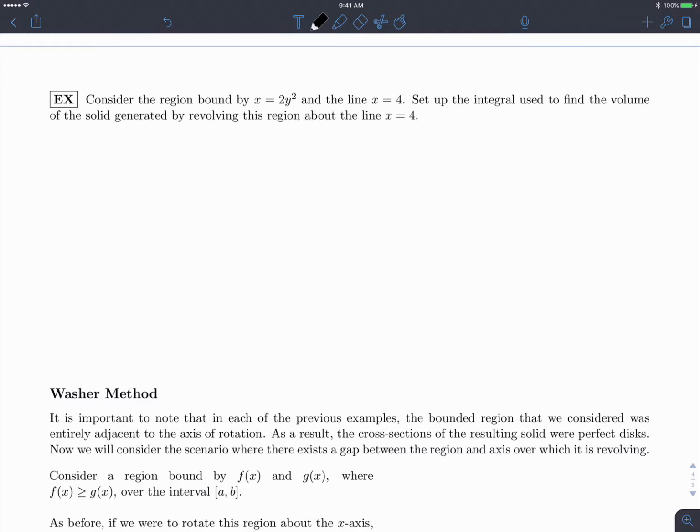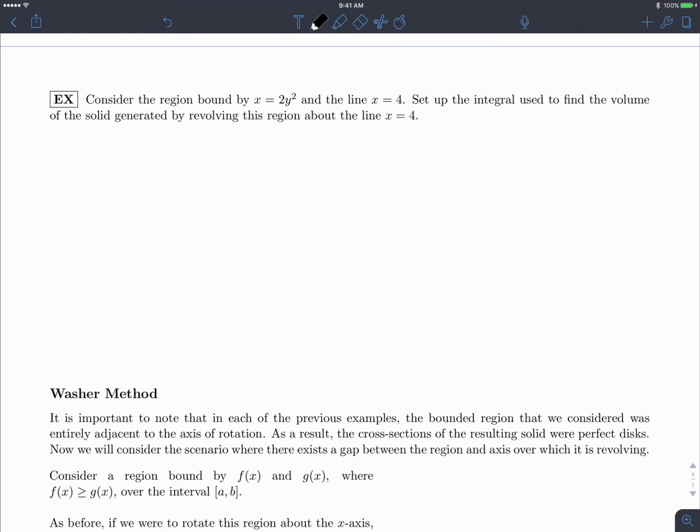All right, let's do one more disk method with a vertical axis of rotation. Now in this case, we're just going to be asked to set up the integral rather than actually evaluate it, because honestly, that's usually the more difficult part of problems like this. It's just visualizing and understanding the geometry involved to get it set up.